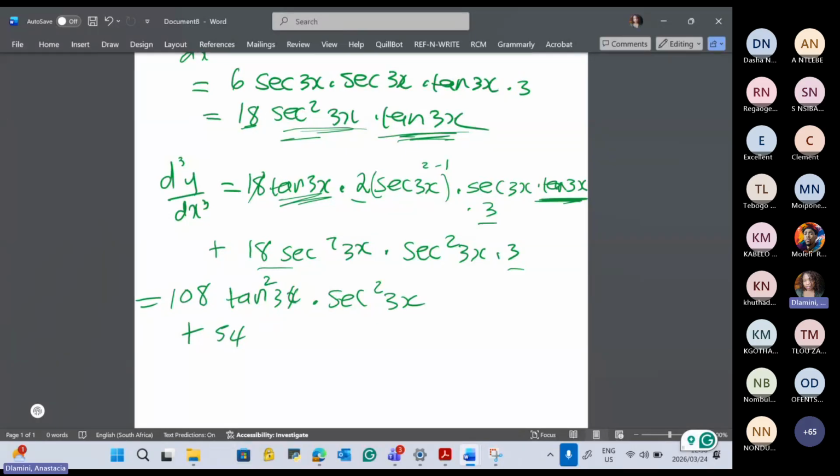So this is sec squared and sec squared, so this is sec to the power of 4, 3x. Am I right, or did I make a mistake somewhere? Guys, were you not with me? Ma'am, you made no mistake. You made one mistake in the first question. Okay, so then let's go and check.